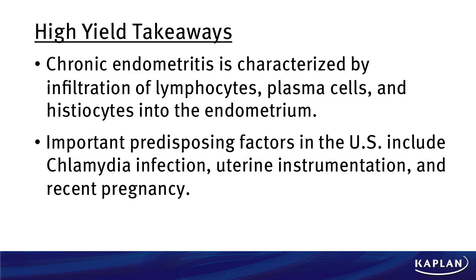The high-yield takeaway for chronic endometritis is that it is characterized by these infiltrates on endometrial biopsy of lymphocytes, plasma cells, and histiocytes. Important predisposing factors in the United States include chlamydia infection, uterine instrumentation, and recent pregnancy.